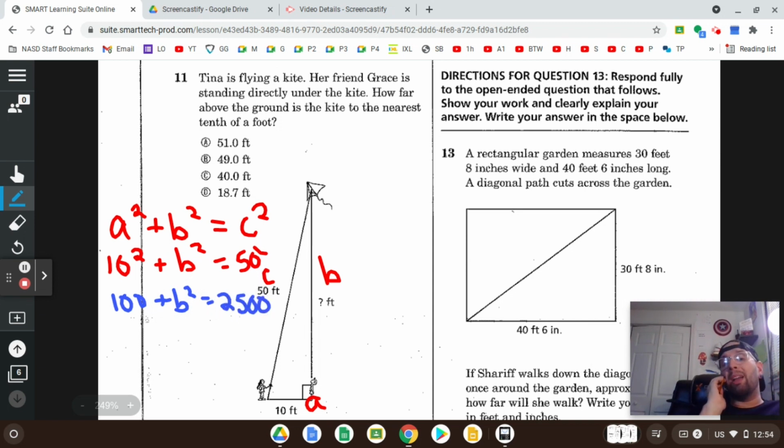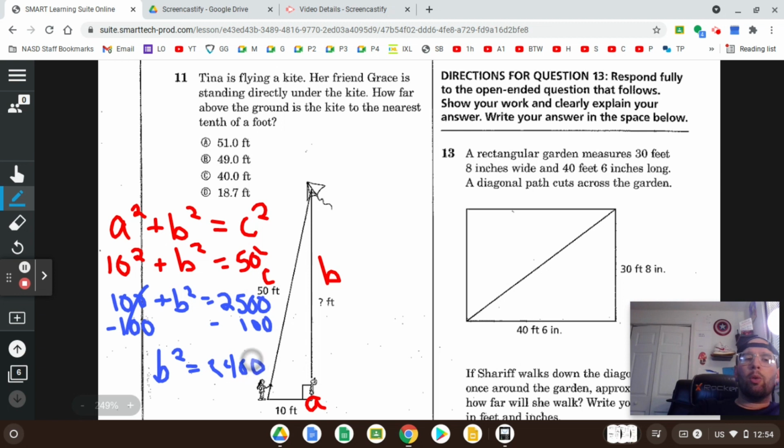Is B all by itself? No. What's in the way? 100 and squared, but let's get rid of the 100 first. Always get rid of the guy that's floating around first. B squared equals 2,400.